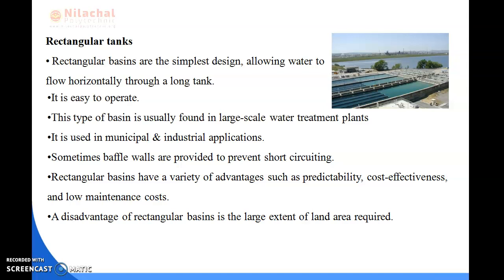So we can also say that it is very easy to operate and it is the simplest design, allowing the water to flow horizontally through a long tank. You can see here the water flows horizontally through a tank, and it is used in municipal and industrial applications. Mainly the baffle valves are provided to prevent the short circuiting. Its main advantages are cost effectiveness and low maintenance cost, and a disadvantage is the large extent of land area required. Okay, so this is all about the rectangular tank or rectangular basin.